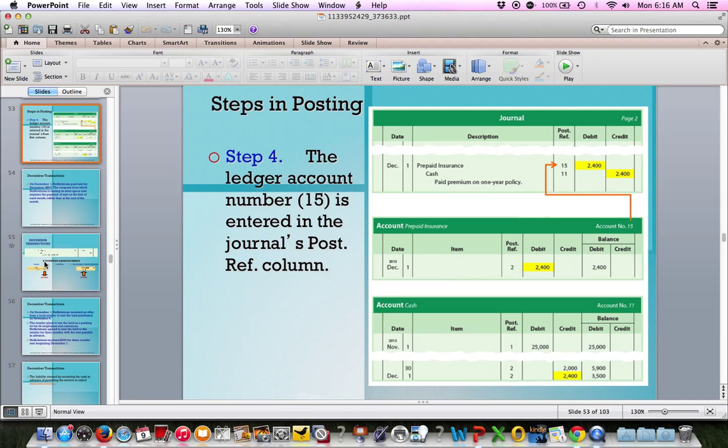So notice that what they did here finally is they filled in the post-ref column in the journal. Posting reference is what they call that. I don't write that in until I actually do the posting. So prepaid insurance is account 15, cash is account 11, and that's what I wrote in here. Again, I'm leaving myself breadcrumbs or clues so that if I have to go back and find an error that I made, I can double check that it truly is in account 15 and account 11, and it truly was a debit of 2,400 and a credit of 2,400. So I'm just leaving myself clues about where I put this number.